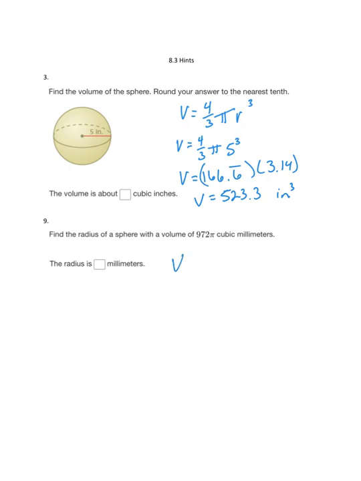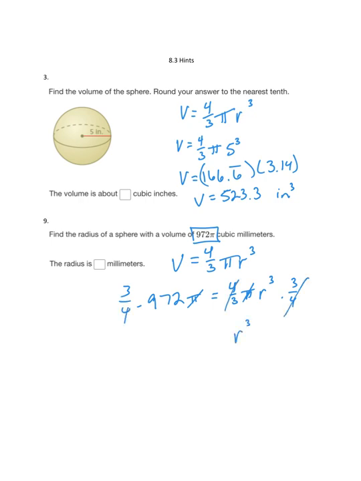All right, on this next problem, I'm finding the radius with a given volume. So I'm going to use my same formula, volume equals 4/3 pi r cubed. But this time I'm given the volume in terms of pi. So notice that my volume has the number pi in it. So it's 972 times pi equals 4/3 pi r cubed. Now we can divide both sides of the equation by pi, so that cancels the pi out from both sides. I'm going to multiply both sides by 3/4. And that will get r cubed by itself.